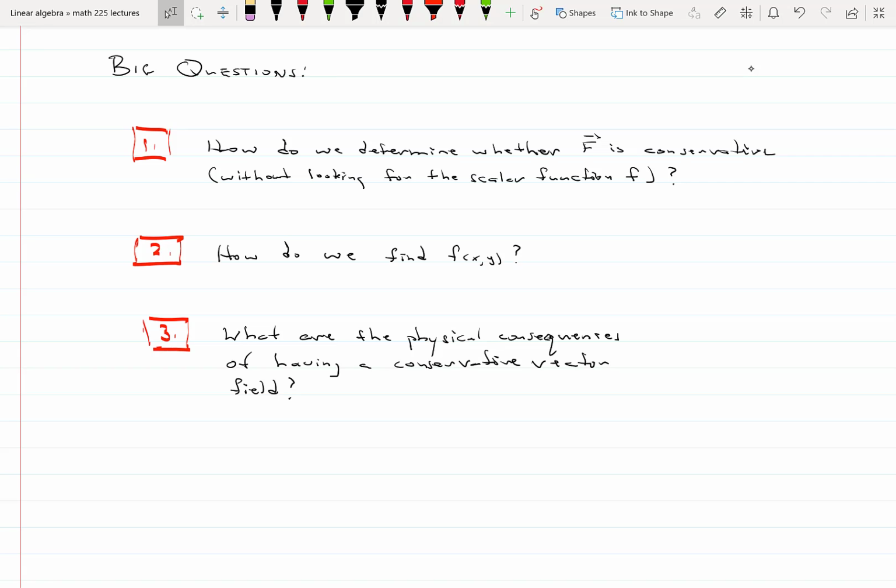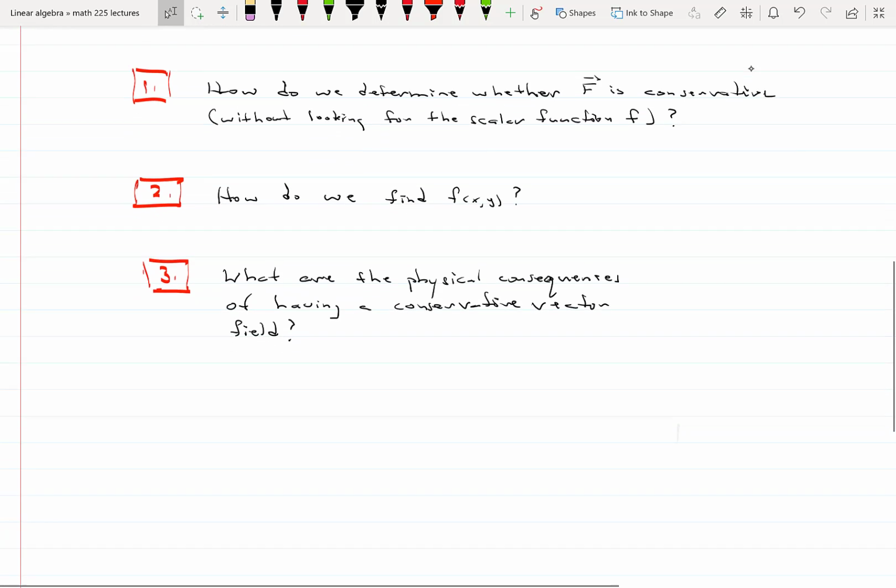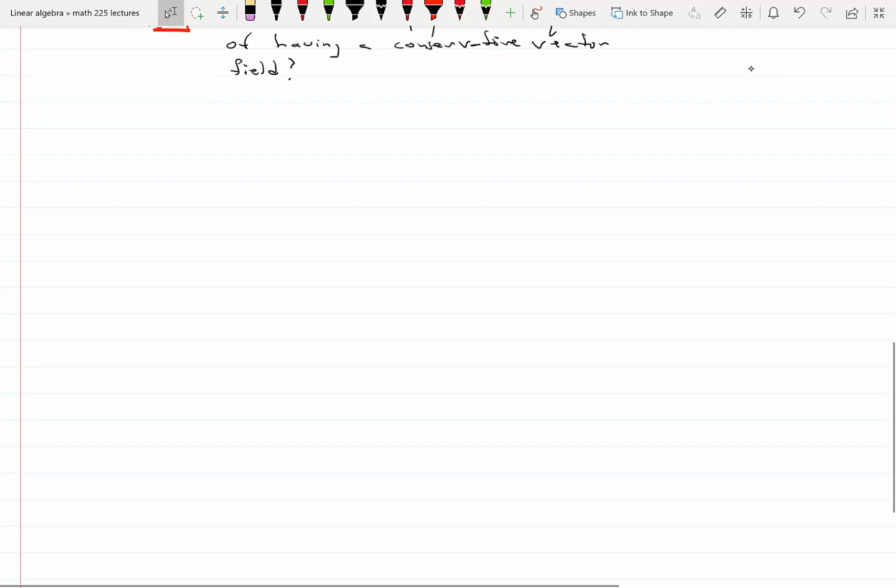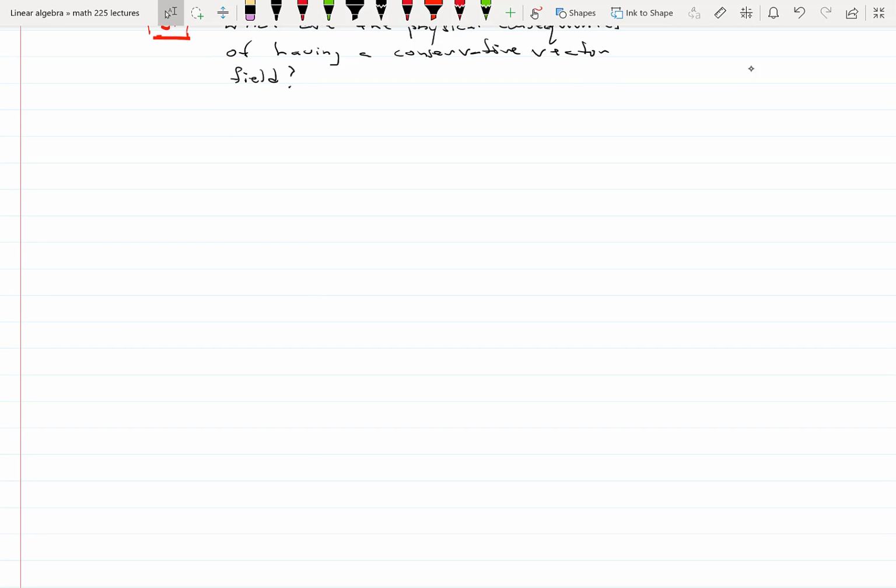In order to address these 3 questions, we're going to look back at a little bit of what we did in section 16.1. In section 16.1, we looked at vector fields, and I tried to give you several really meaningful examples of vector fields. One of them had to do with Newton's law of gravitation.